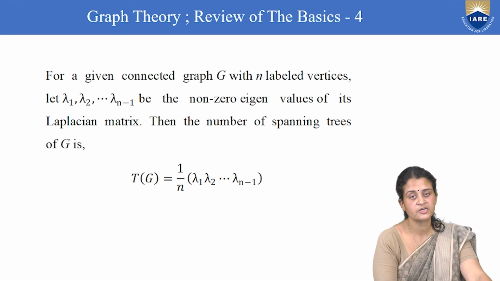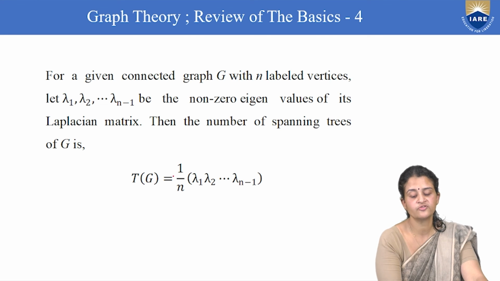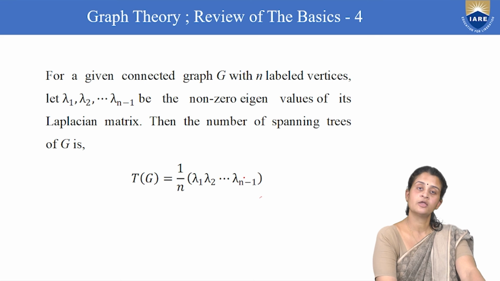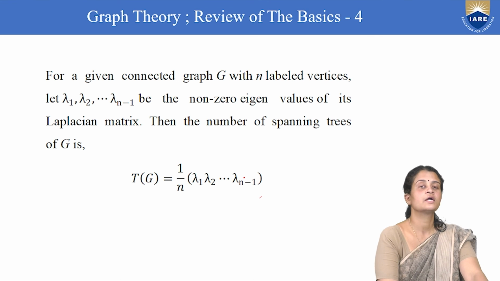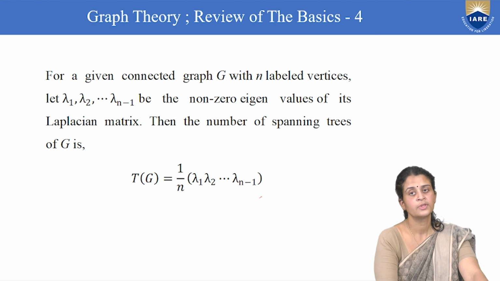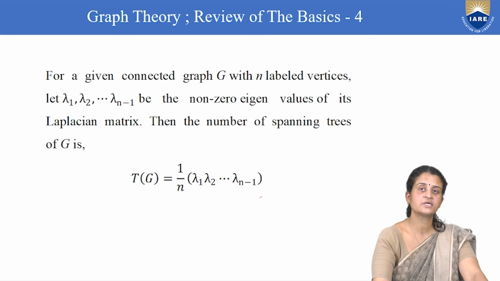We can find the characteristic equation. Then by solving this characteristic equation, we will get these eigenvalues. If lambda 1, lambda 2, etc., lambda n minus 1 are the non-zero eigenvalues of the Laplacian matrix, then the number of spanning trees of a graph G is 1 by n into lambda 1 into lambda 2 into lambda 3 into etc. into lambda n minus 1. This is what Kirchhoff's matrix tree theorem states. This theorem has another statement also.